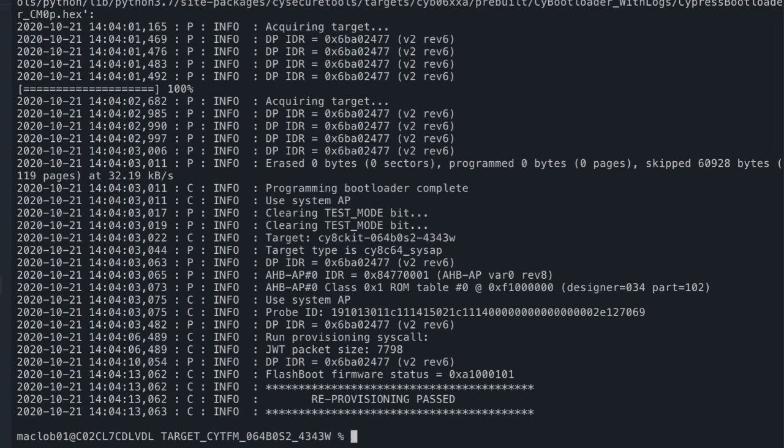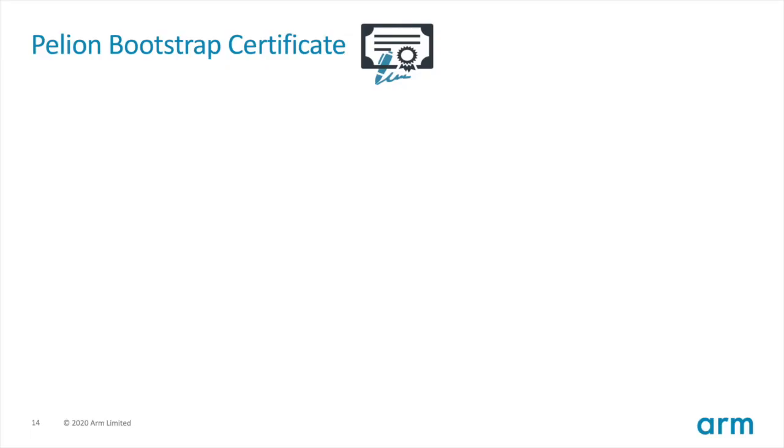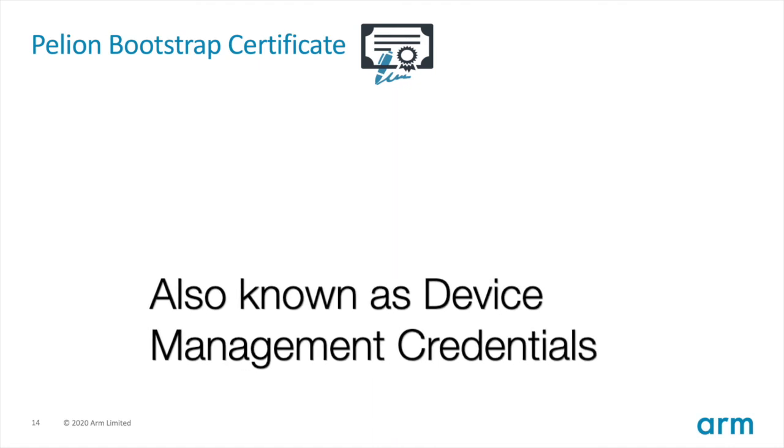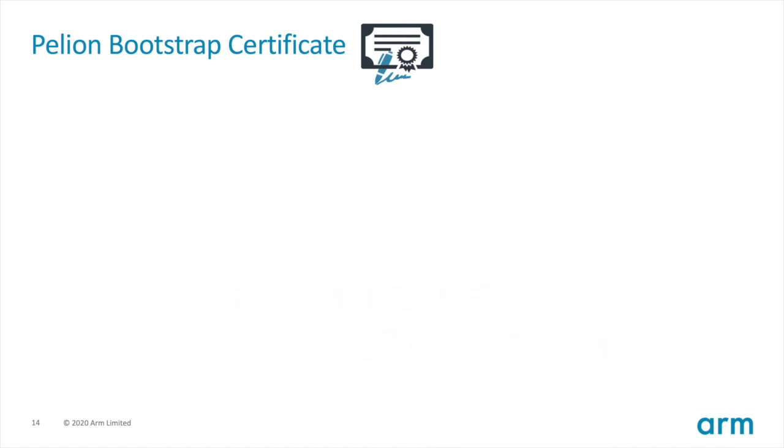Okay, reprovisioning passed. Let's talk about the Pelion Bootstrap certificate, which is what we just injected into the device. And again, this is an oversimplification, but it hits the main points. So this certificate is unique per device, and it allows Pelion to trust the device, and it's cryptographically signed by a certificate authority. And in this case, we generated our own certificate authority using OpenSSL.